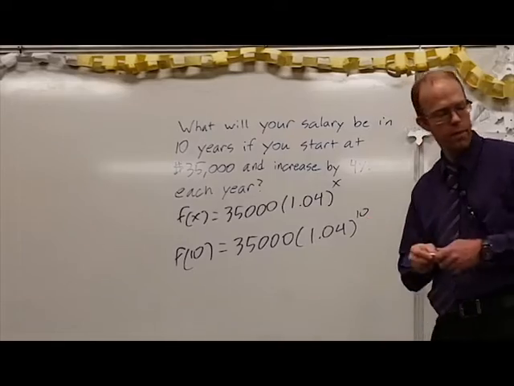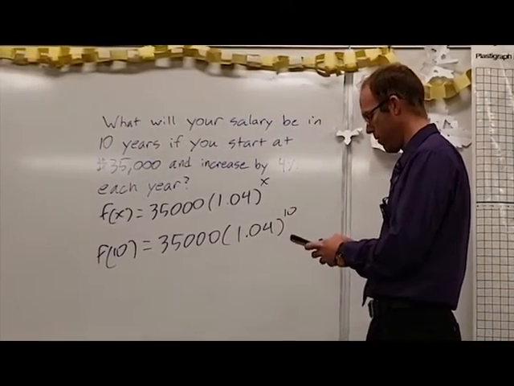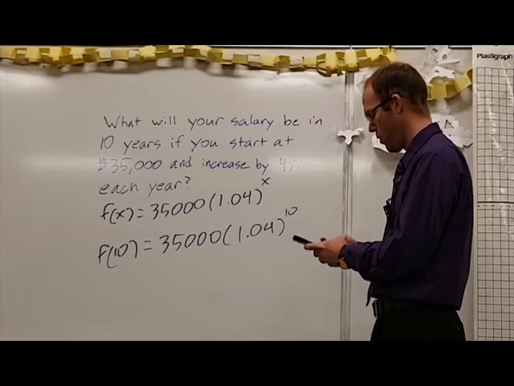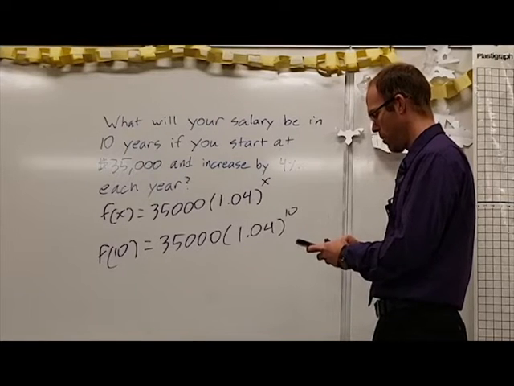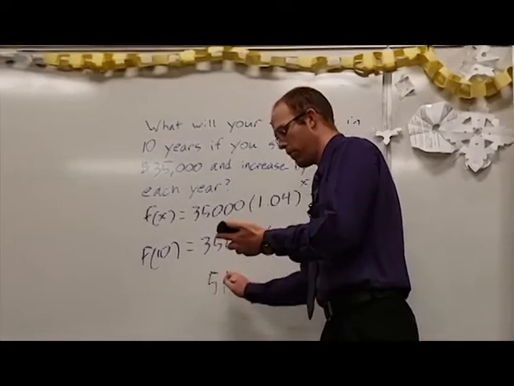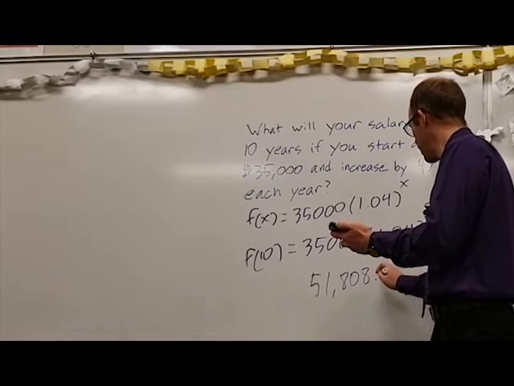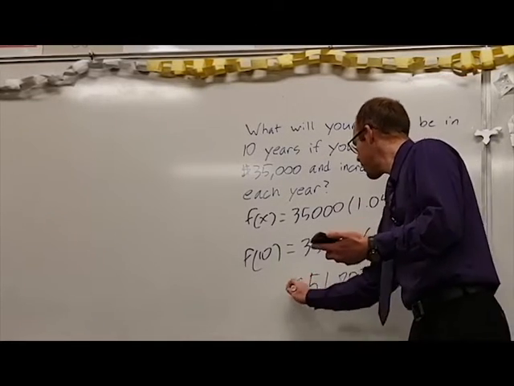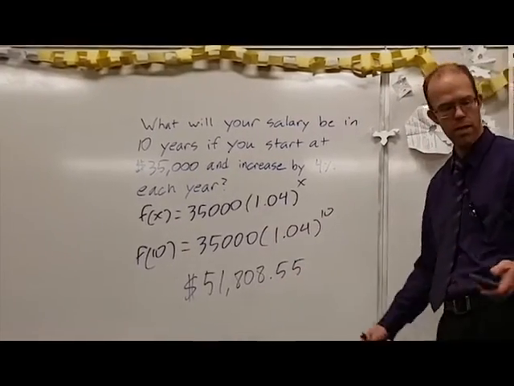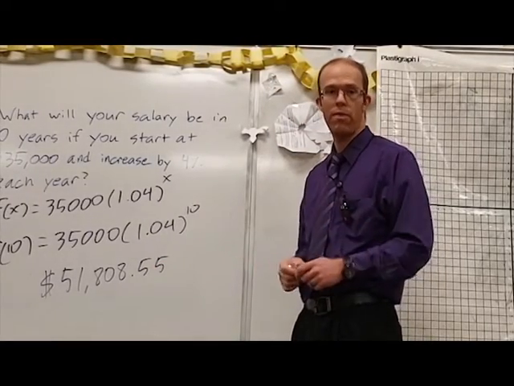Now this is a tough calculation to do by hand, so I'm going to plug that into the calculator. 35,000 times 1.04 to the 10th power, and that gives us $51,808.55. And you might want to round that to the nearest dollar or whatever is appropriate for the situation.